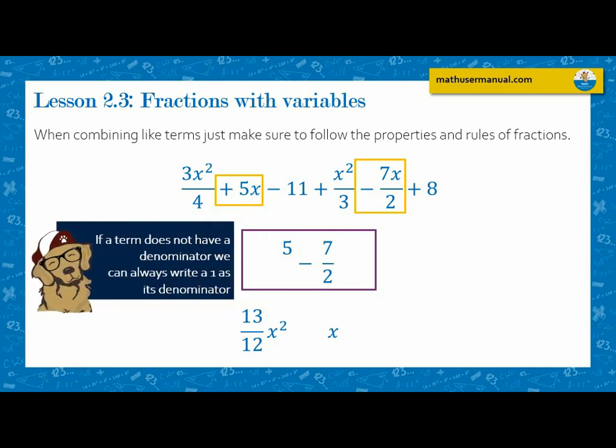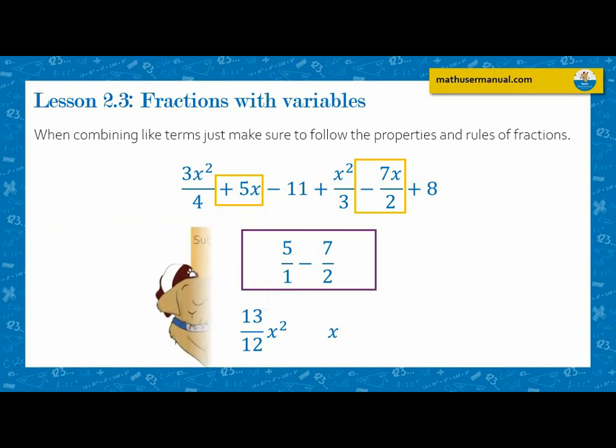We can remember that if a term does not have a denominator, we can always write 1 as its denominator. So we can write this 5 as 5 over 1, because 5 over 1 is still 5. So we can always do this technique. So we have two fractions to add up, or subtract, like in this case. We can always divide the term that is not a fraction by 1, so we can make it a fraction.